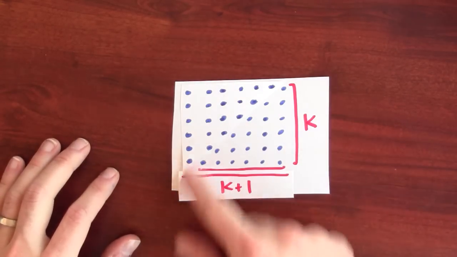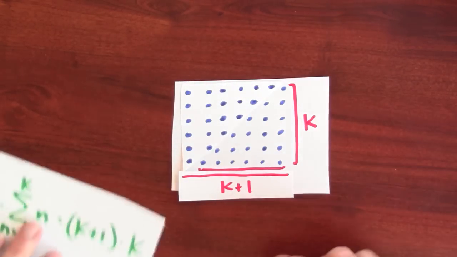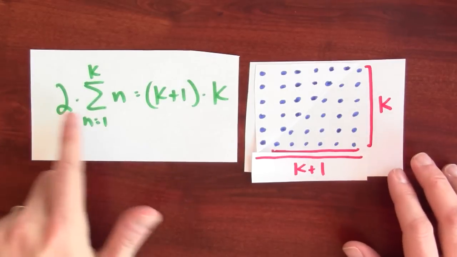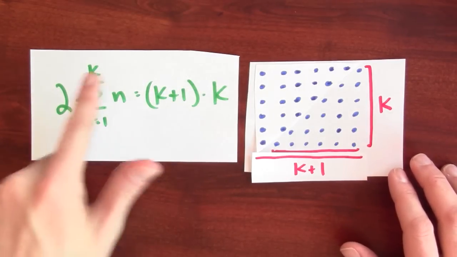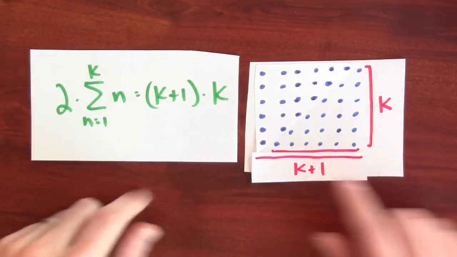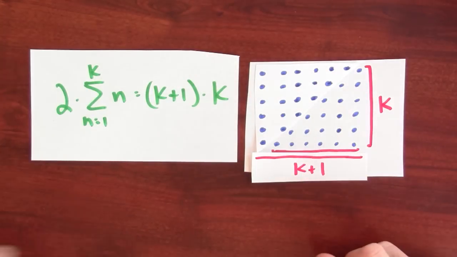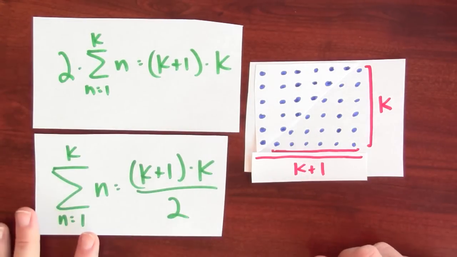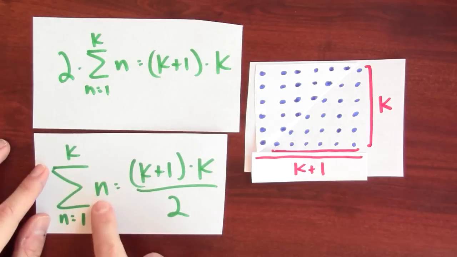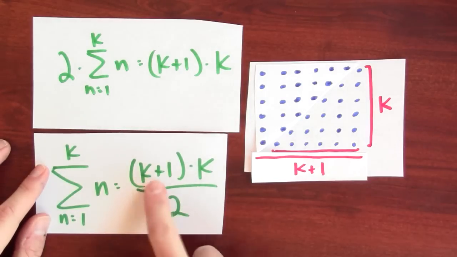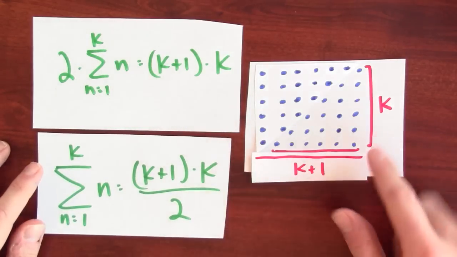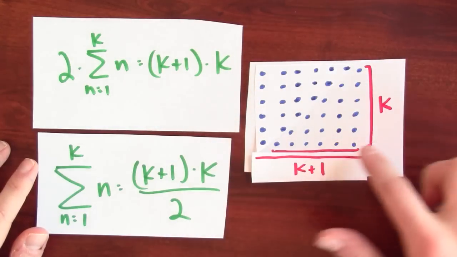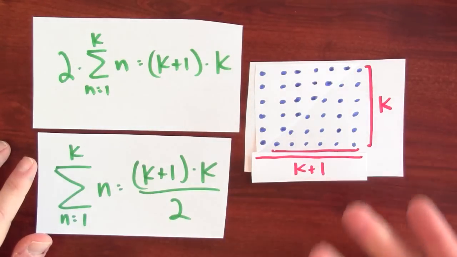So I know there's k plus 1 times k dots, and this is 2 copies of the sum that I'm interested in. So 2 times the sum I'm interested in is k plus 1 times k, the number of dots in this rectangle. And consequently, if I just divide by 2, I get the formula that I'm interested in. The sum of n, n goes from 1 to k, is k plus 1 times k over 2. It's half of the number of dots in this k plus 1 by k rectangle.